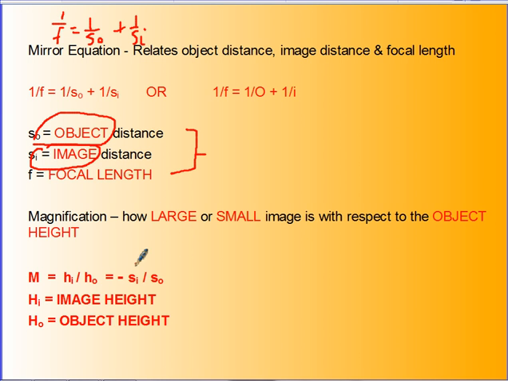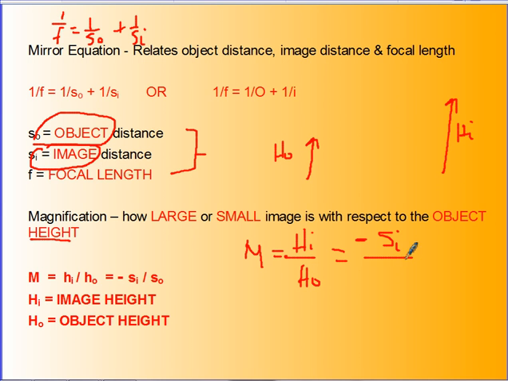Now let's talk about the magnification. This is how large or how small the image is with respect to the object height. So if I have an object that has some height, HO, and then I have an image back here, HI, obviously the magnification is going to be the image height divided by the object height. Now it turns out we can also write it as minus the image distance divided by the object distance.